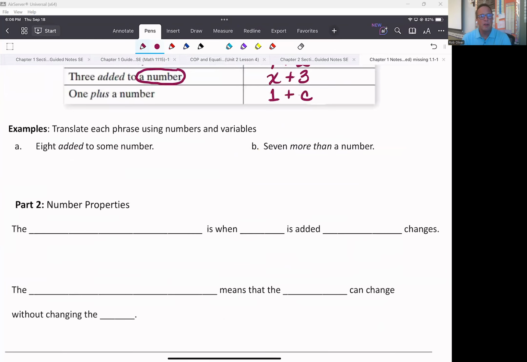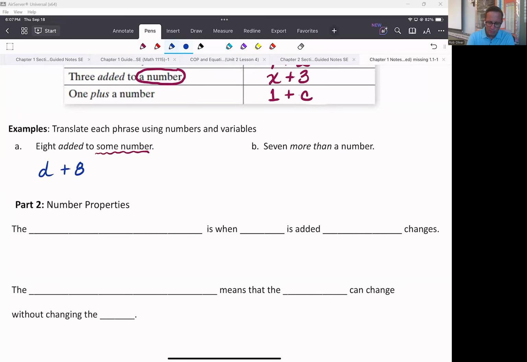All right, this next part says translate each phrase using numbers and variables. This is kind of what we were doing. So 8 added to some number. Well, we don't know what that number is, so we're just going to make up, I'm going to say the number is D, plus 8, just like that. That's all there is to it.